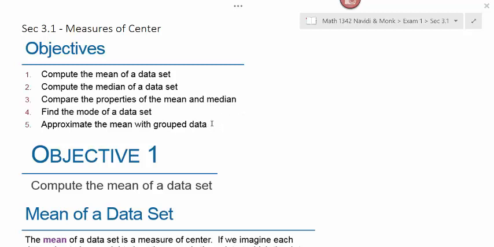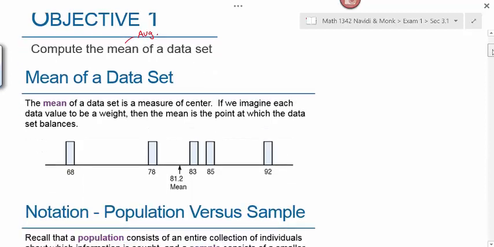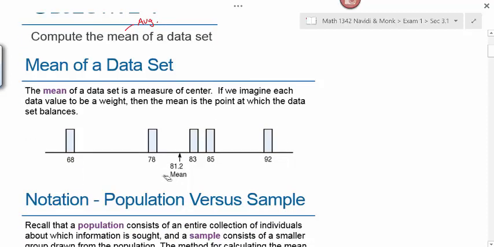Objective 1 is to compute the mean of a data set. Does everybody remember what mean is or what it means, that word? Average. It's just an average value. And how do you find the average of something? You add them all up and divide by how many you have, right? You can think of the mean value as being the balance point of your data set. If these grades were considered weights on a balance beam here, the mean is where that fulcrum would be. It's where our data is balanced.